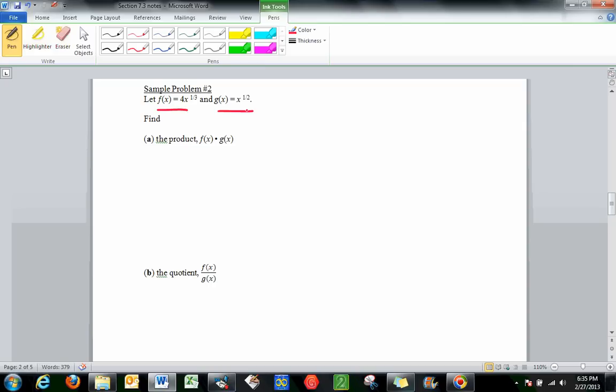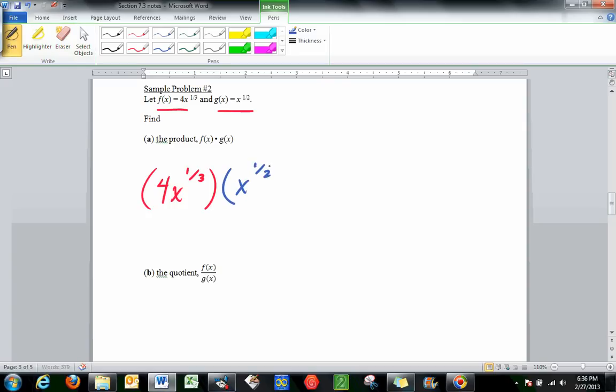Okay. Again, in starting to work these problems, we simply want to directly substitute in for f of x and g of x. And so for f of x, I'm going to have 4x to the 1/3 power. This time I'm going to use parentheses because I know I'm going to be multiplying these two together. And g of x is going to equal x to the 1/2 power. And so we have f of x times g of x. Now we just need to multiply these two parts together.